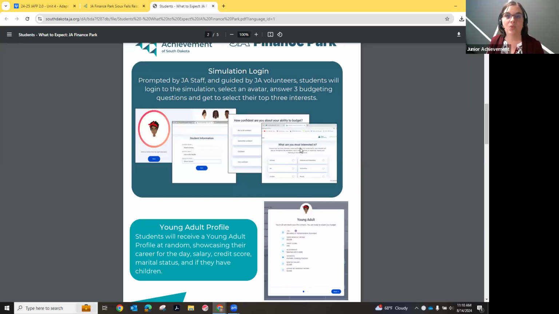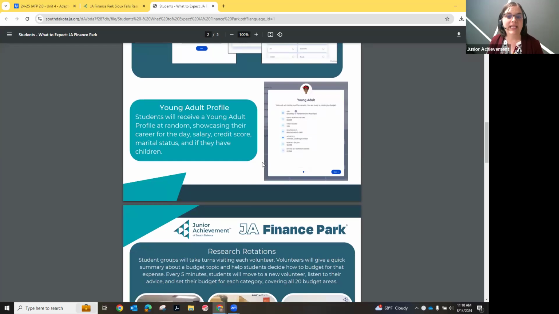There's going to be some random life scenarios that pop up during the simulation, and they're going to be based on what they choose there. Then they're going to get a young adult profile, and this is just going to be given to them. It's going to showcase their career for the day, their salary, credit score, whether or not they're married, and whether or not they have children. So everybody is going to have a different scenario that they inherit for the day.